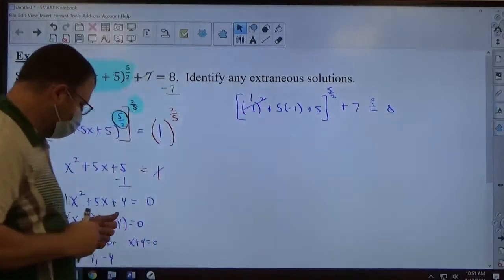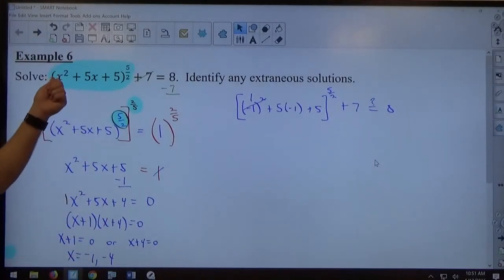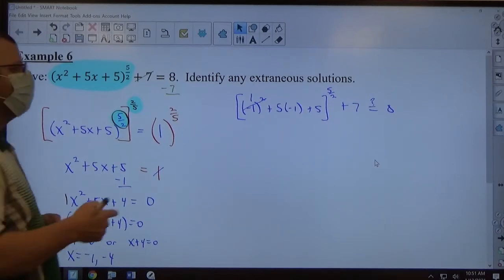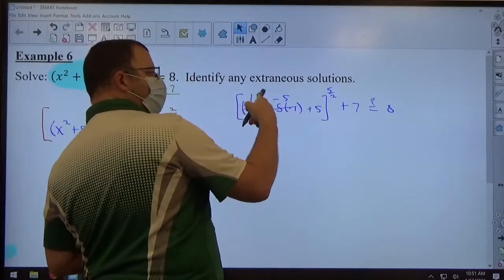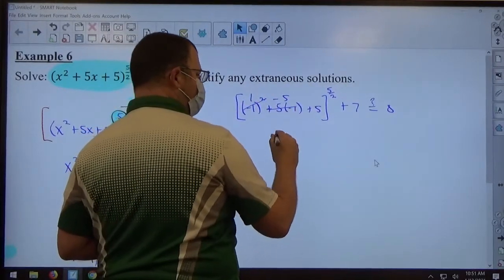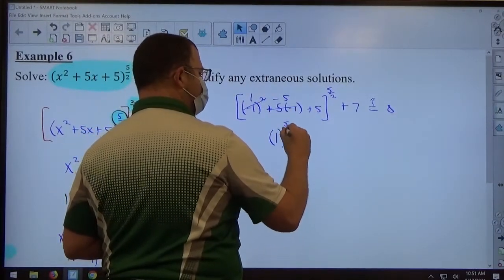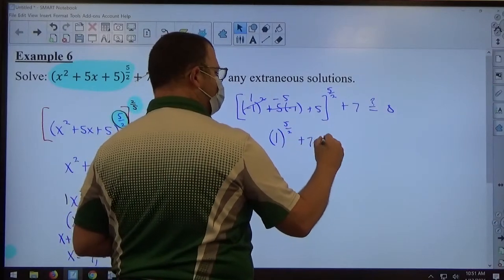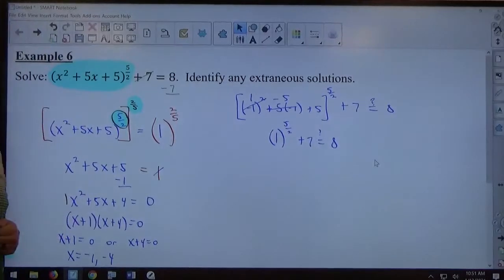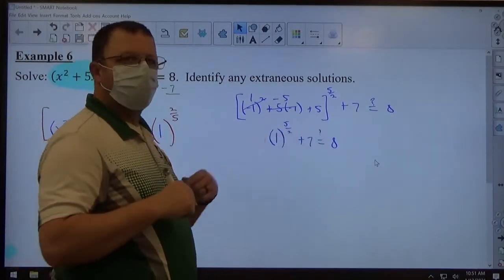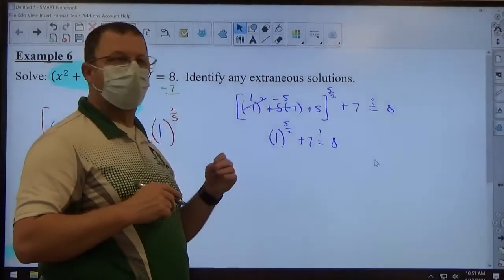Be careful when you're substituting a negative number in for x and x is being squared, that sign and number are both being squared. Negative times negative makes positive, 1 times 1 makes 1. 5 times -1 is -5. So altogether, 1 minus 5 plus 5 makes 1, so we get 1 to the 5/2 plus 7 is supposed to equal 8. What's 1 to the 5/2 equal? 1, right? Square root of 1 is 1, 1 to the 5th is 1. So 1 plus 7 equals 8 is completely true. So that's a good answer.